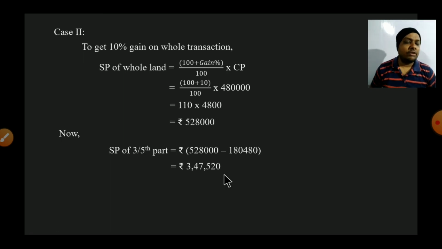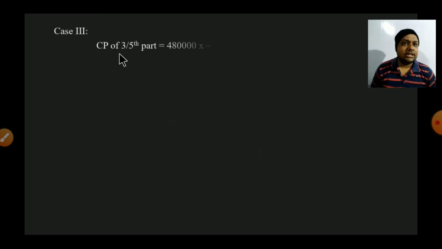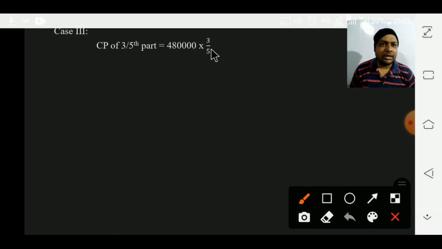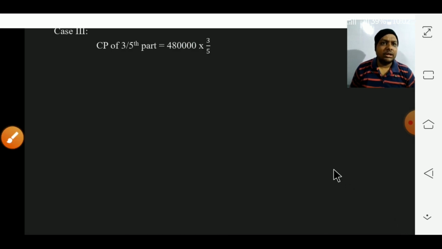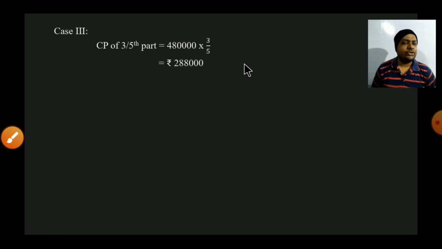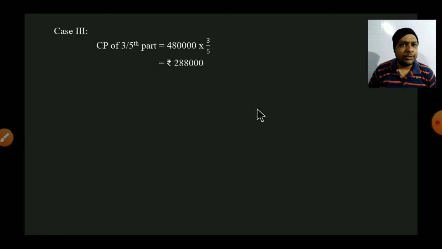Okay, so let's put the value by using the formula. It means in this case, CP of 3 by 5th part, what will it be? If you cut it, 5 1 ja 5, 5 9 ja 45, 5 6 ja 30, 96,000 into 3 will be what? It will be 2,88,000. CP of 3 by 5th part. Now let's find the gain. Gain will be what? SP of 3 by 5th part minus CP of 3 by 5th part.